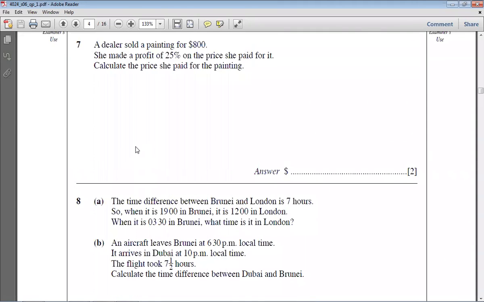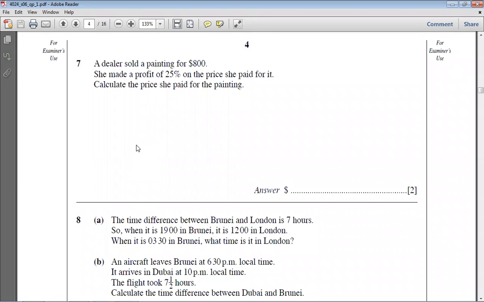Okay, we are done with question number 6. Question number 7 is coming up on your screen. A dealer sold a painting for $800. He made a profit of 25% on the price she paid for it. Calculate the price she paid for the painting. So the cost we don't know. We know for how much they sold it, but we also know how much profit they made. So we want to calculate the cost at which they bought it.